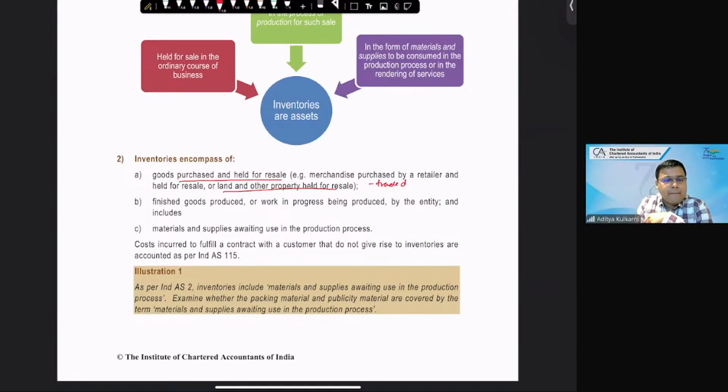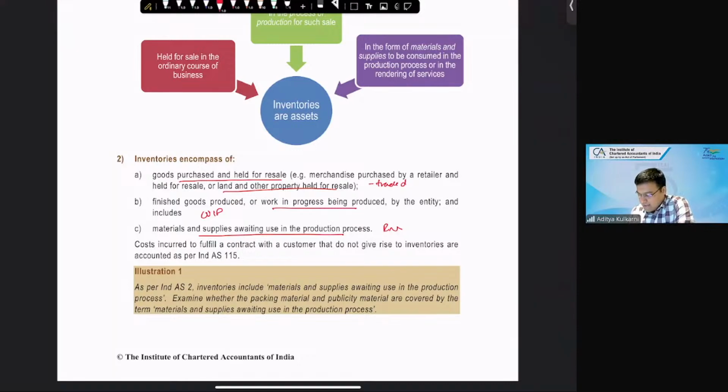Yes, sir. Okay, so it all depends on a case-to-case basis. What you have to identify is how integral this particular material is towards bringing my goods to a saleable condition. If it is integral, go ahead, it becomes your inventory. If it is not integral, then it will be just an expense debited to the profit and loss. Okay, all right. So finished goods, work in progress, or materials and supplies awaiting use, raw materials. Okay, all right.